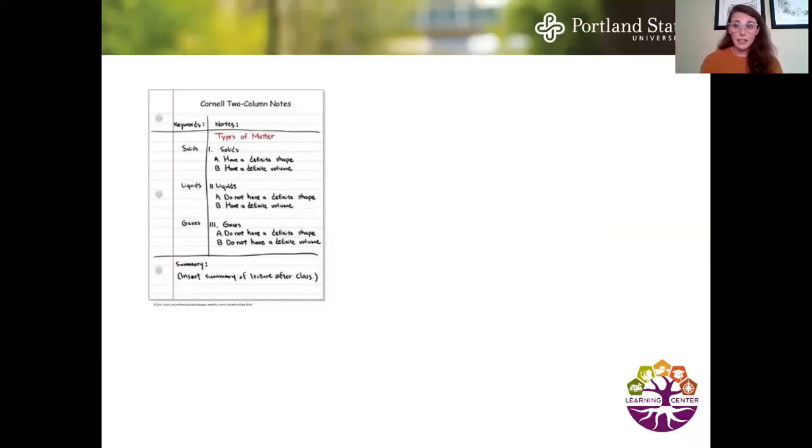So if you're looking at a chapter, you could put the title of it at the top. On the left-hand side, you put all of the sections or the subheadings, and then you take notes as you go through the chapter.